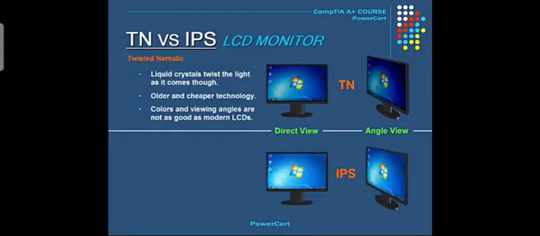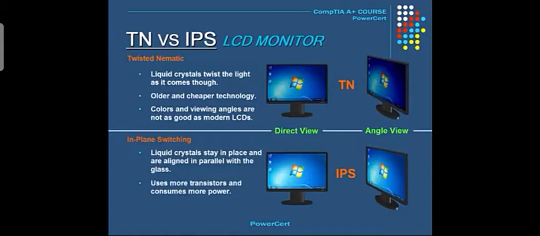Now a newer and more modern type of LCD monitor is IPS, and IPS stands for in-plane switching. This type of monitor works by, instead of the liquid crystals twisting like in a TN monitor, the liquid crystals in an IPS monitor stay in place and are aligned in parallel with the glass. IPS LCDs use more transistors than a TN monitor, so as a result it does consume more power. IPS monitors were designed to improve on the limitations of TN monitors. They offer better color reproduction and better viewing angles.